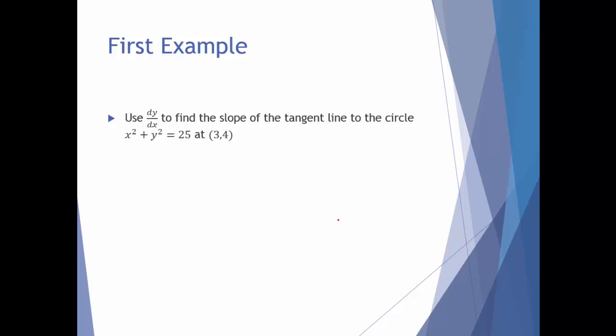So let's take a look at this example. Use dy/dx to find the slope of the tangent line to the circle x squared plus y squared equals 25 at (3, 4). So from the previous slide, this is the same equation that we just took the derivative of. We found that dy/dx was negative x over y. That's what we just found on the previous slide. So in order to find that slope, we need to find dy/dx specifically evaluated at (3, 4). Plugging in 3 in place of x and plugging in 4 in place of y. So that's negative 3 over 4.